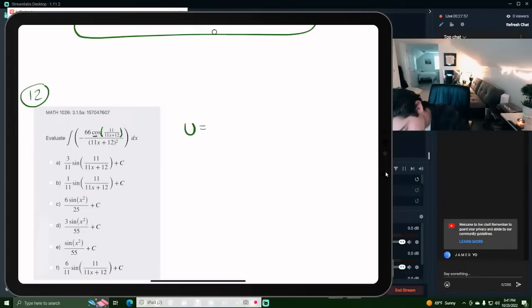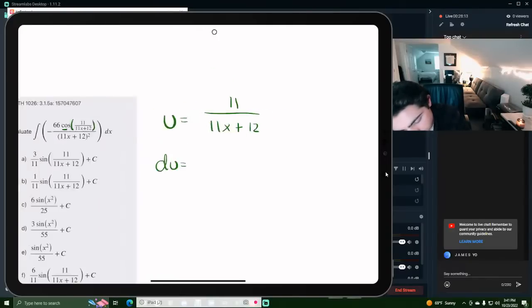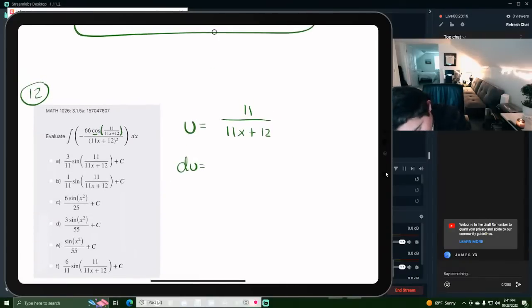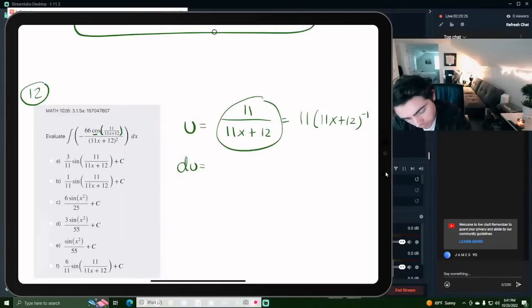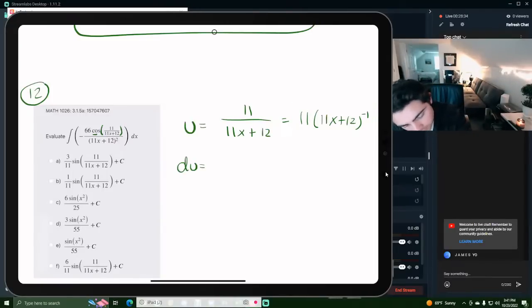So u will be this entire 11 over 11x plus 12. Once we identify u, we're taking its derivative, so we want to take the derivative of that mess there. What would help me is just to rewrite this as 11 times the whole denominator raised to the negative 1. You could use quotient rule here, and that's totally fine. I prefer to just rewrite it like this and just use chain rule. Both are valid, both get the same answer.